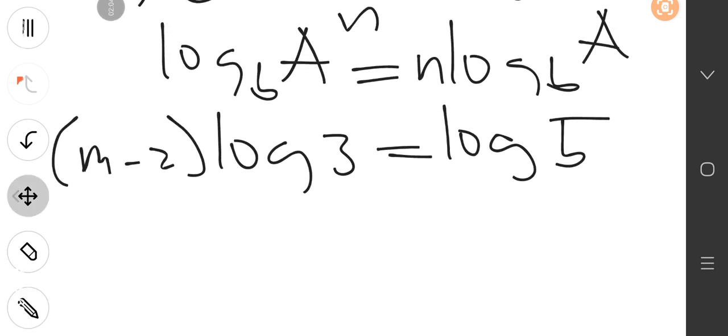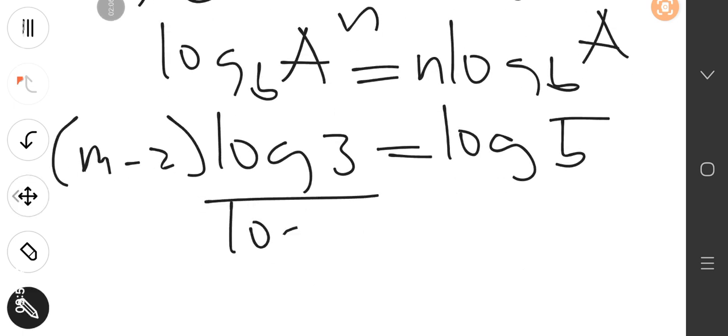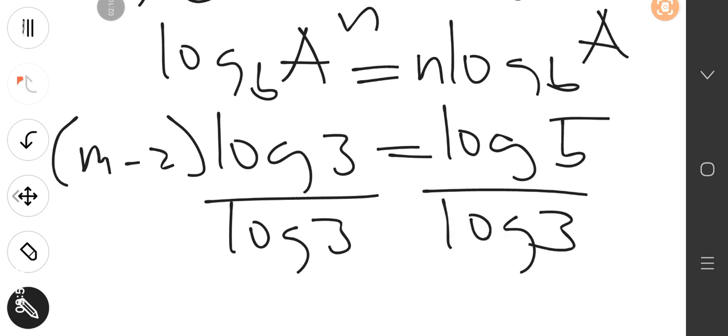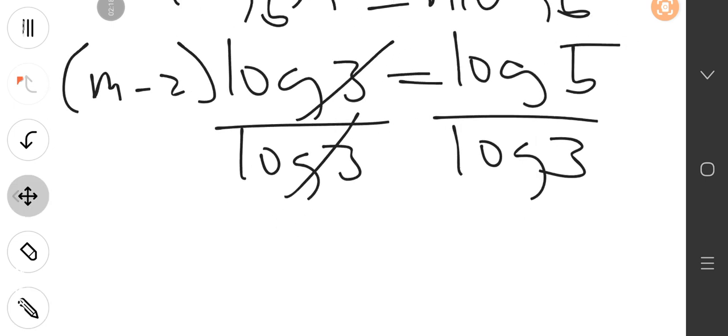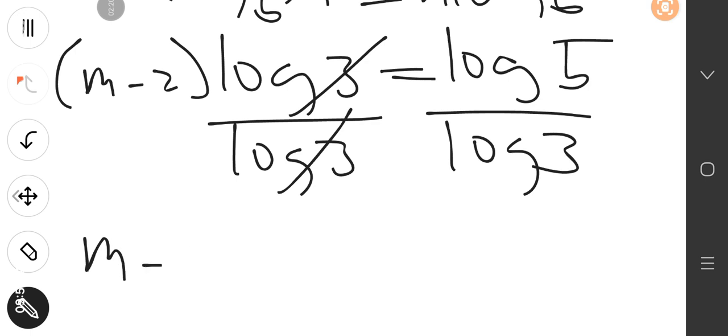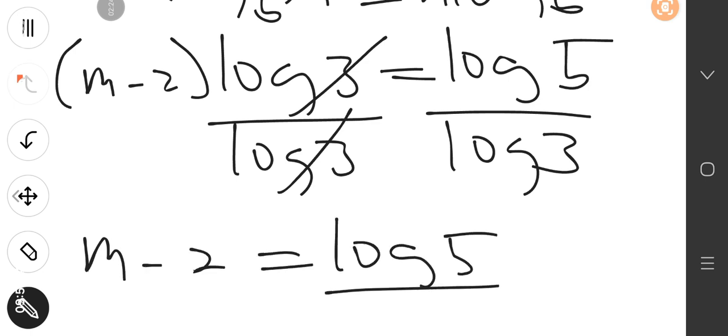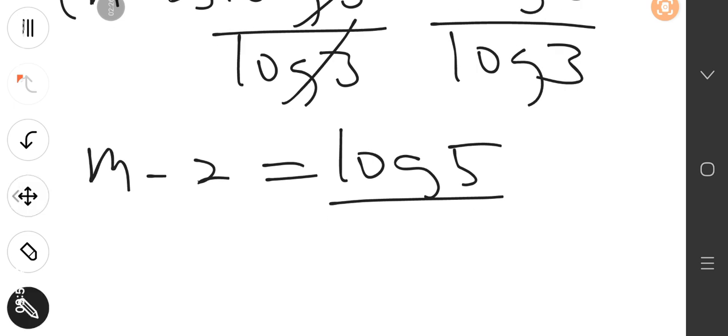Now let's divide here by log 3, here by log 3. Anything over itself is 1, so this and this will give us 1. And 1 times (m minus 2) is m minus 2. So we have m minus 2 equals log 5 over log 3.